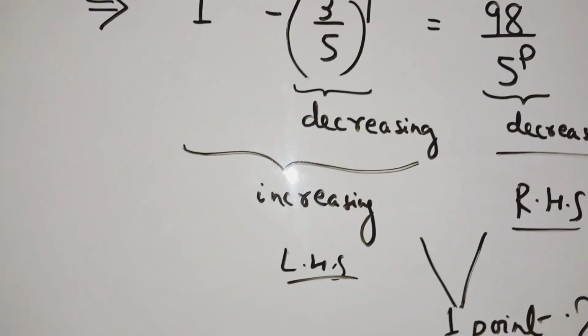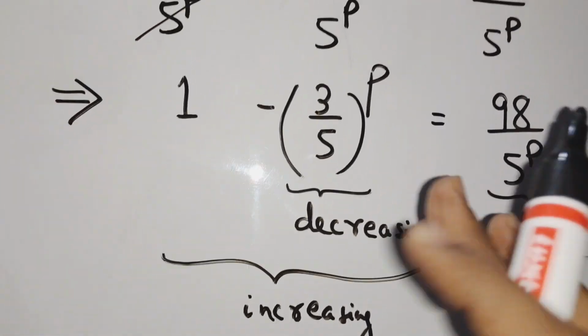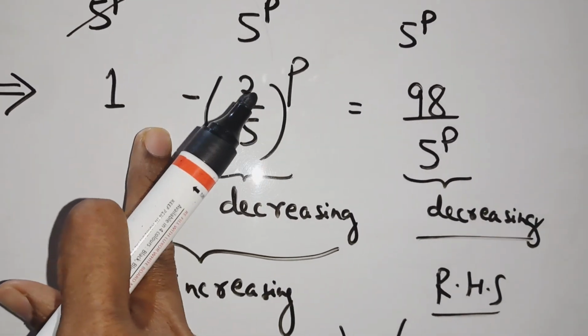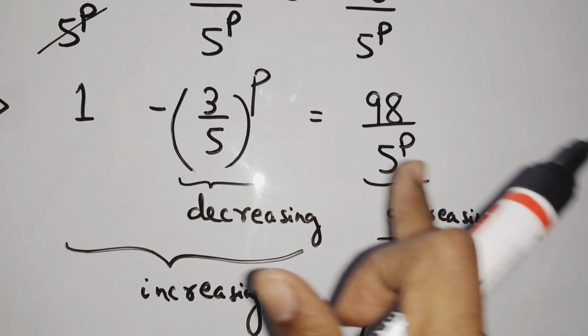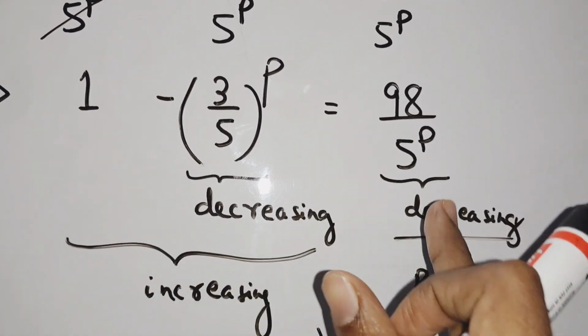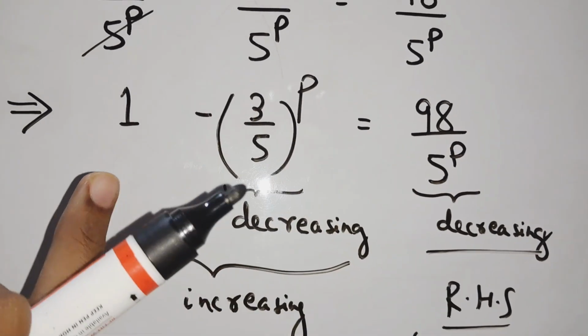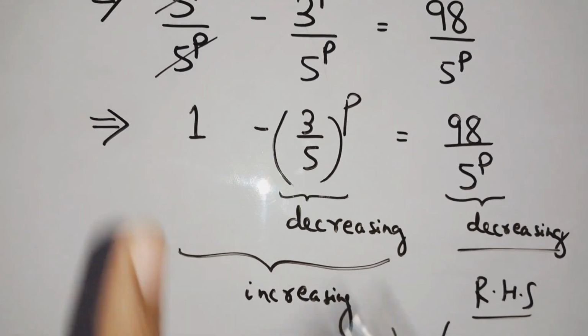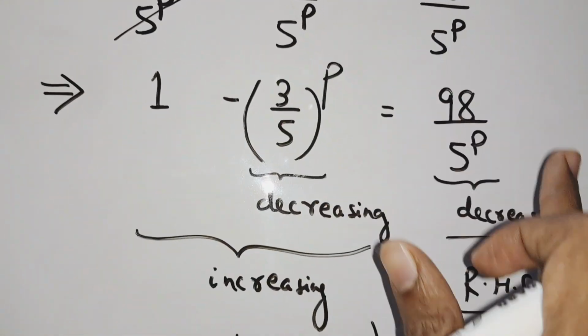How to find it? We have to give a logical explanation. So what we can do, we can take 3 by 5 to the power p to this side, and then both the decreasing functions will be on one side, and on the other side it will be a constant function 1. So now we'll shift to this side.